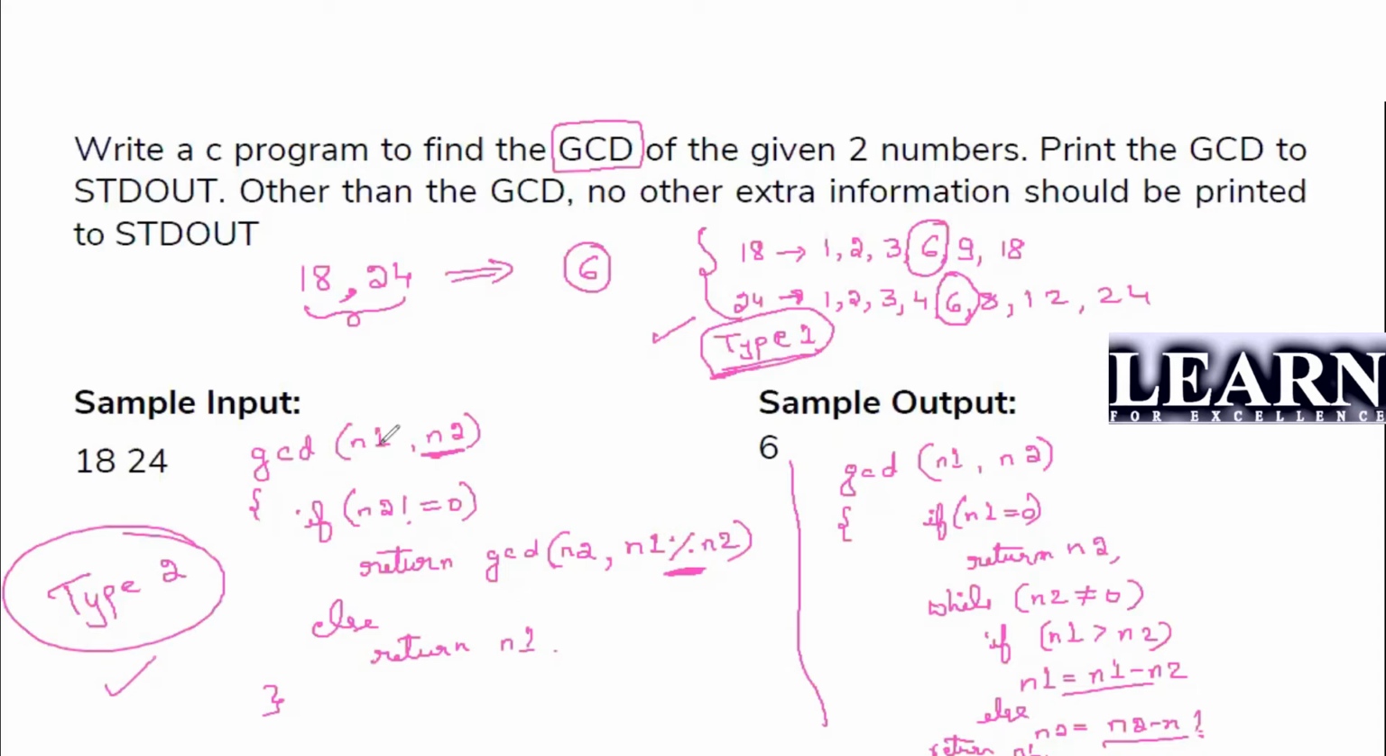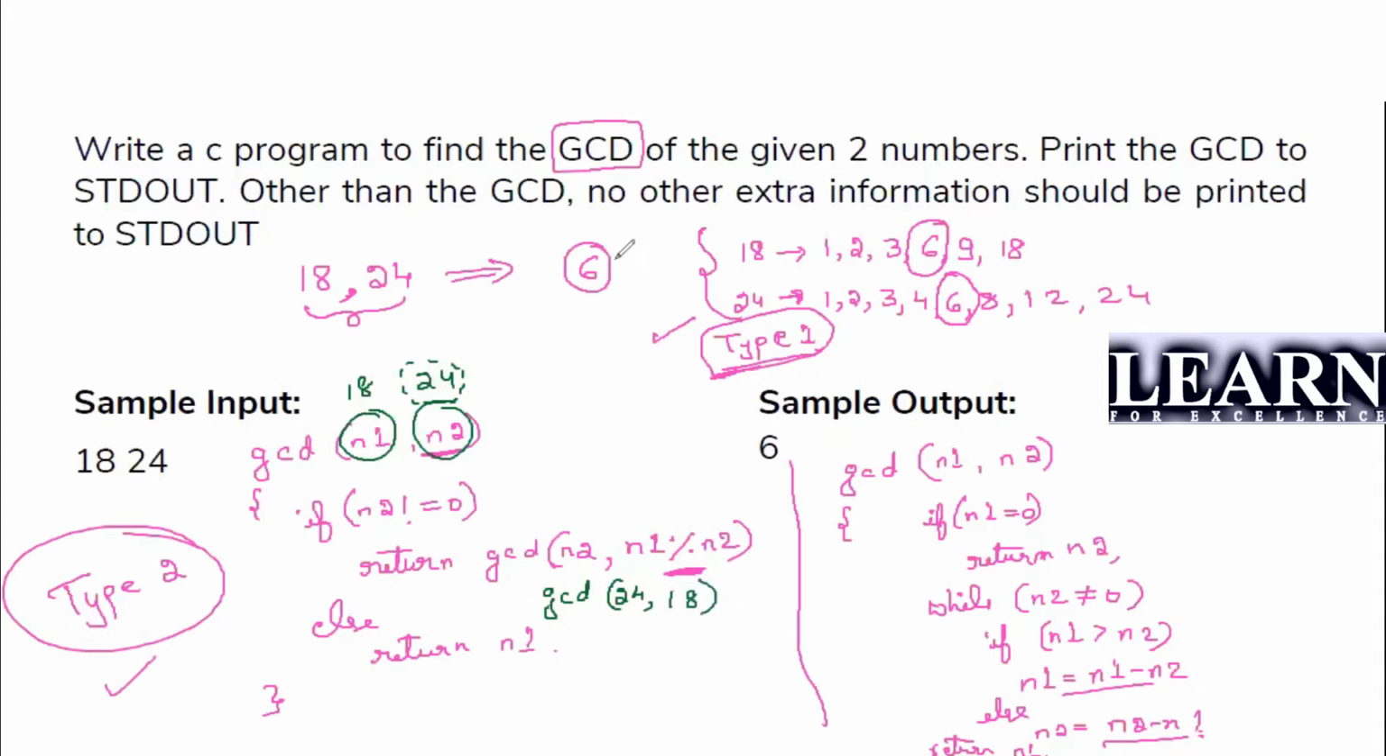So let us assume I'm going with 18 and 24 here. This is 18 and this is 24. What I'll be checking is whether this 24 is equal to 0 or not. No, it is not equal to 0. If that is not equal to 0, what I'm returning is the GCD of 24 comma 18 modulus 24. What is 18 modulus 24? What is the remainder when you divide 18 by 24? It's 18 itself, right?